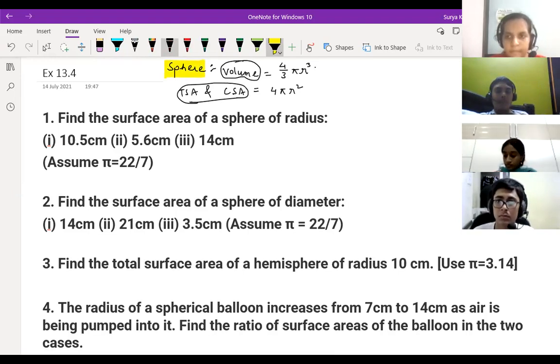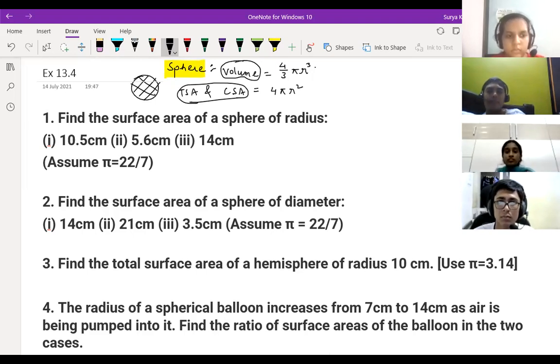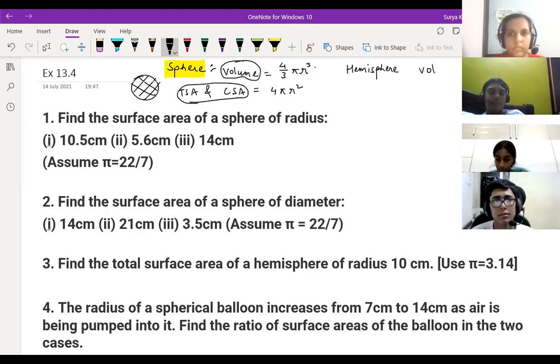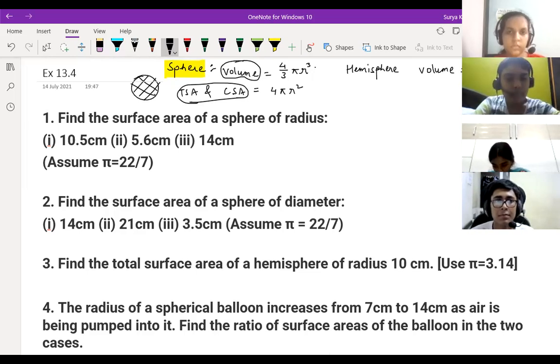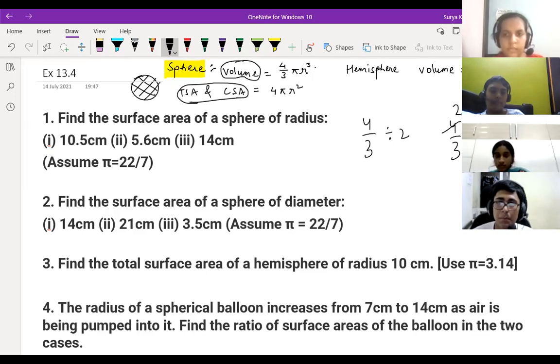If you see the sphere, any ball, there is no separate curved part. This whole thing is curved, or you can say total surface area, both are the same for the sphere. Talking about the hemisphere, it is just half of a sphere, right? So volume is also half of it. If you divide by 2, 4 by 3 divided by 2, that is 4 by 3 multiplied by 1 by 2, and you get 2 by 3 pi r cube for volume.